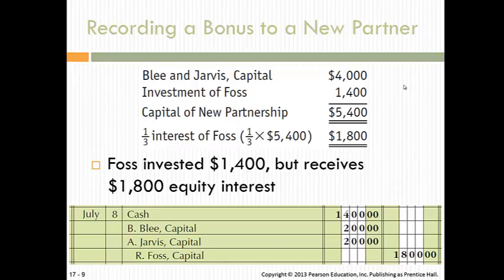In this case, Foss's capital is $400 more than what he invested, which is his bonus. The bonus is taken equally from Blee and Jarvis, reducing their capital accounts with a debit of $200 each.